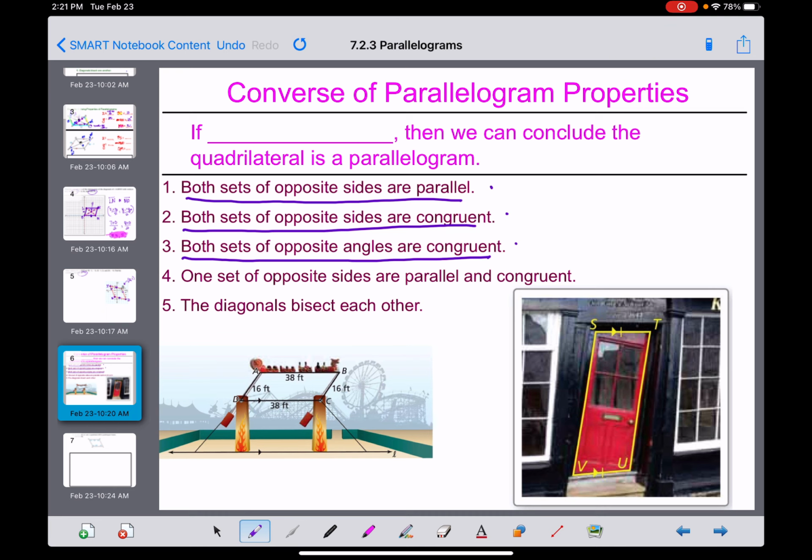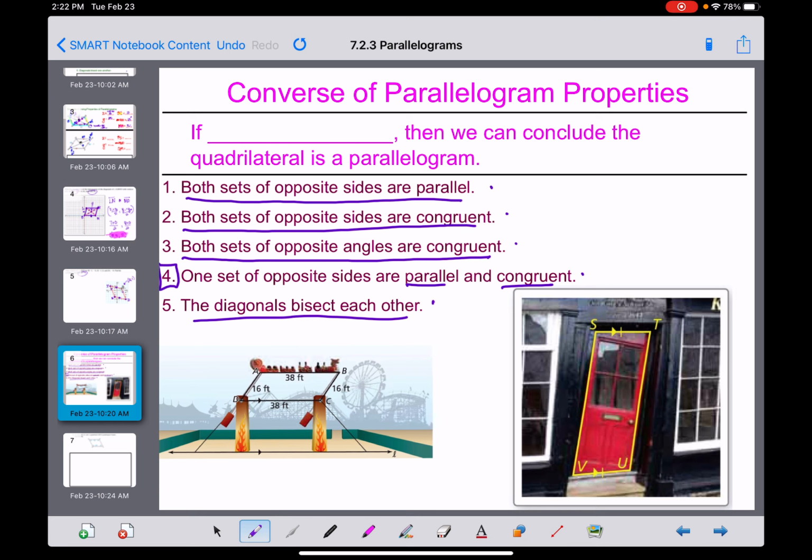Now 4 is a tad bit different. This converse says you only have to have one set of opposite sides that are both parallel and congruent, and then you can draw the conclusion that it's a parallelogram. And 5 is very similar to the parallelogram characteristics. If the diagonals bisect each other, then we can conclude that it's a parallelogram.